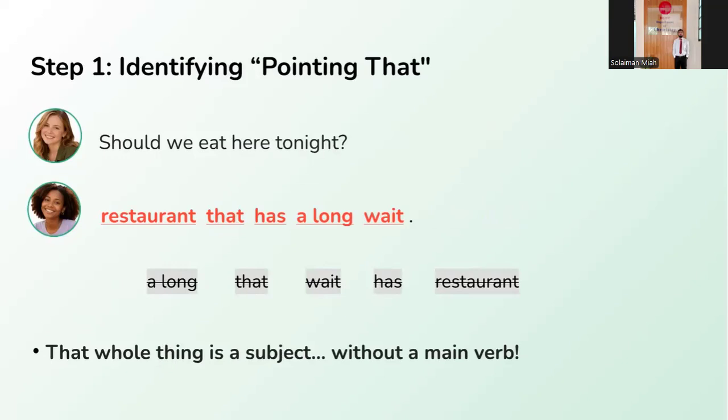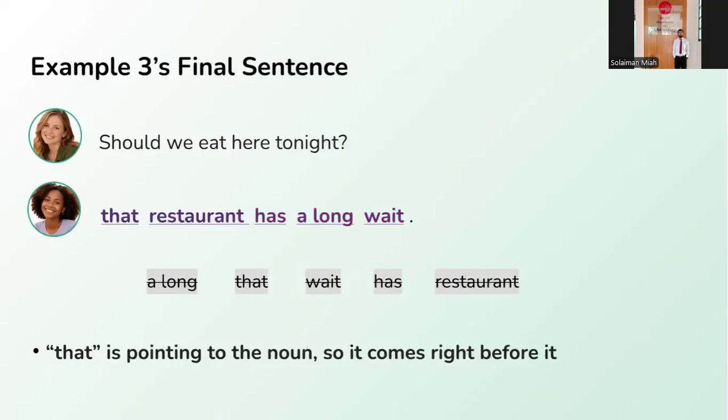If we try restaurant that always has a long wait, that's not a complete sentence because that entire thing is a subject with no main verb. Instead, that is pointing at a specific restaurant. That restaurant. So that has to go right before the noun. From there, the rest falls into place. That restaurant is the subject. The subject needs a verb, which in this case is has. And then a long wait is the object.